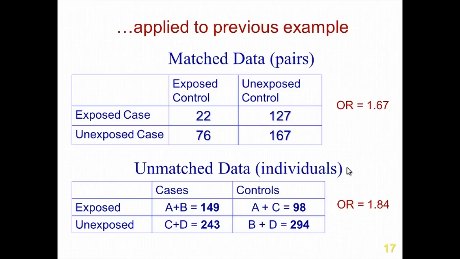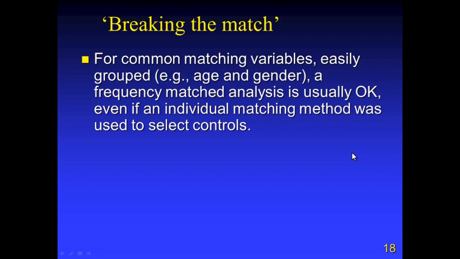Now, that really involves effectively breaking the match. And in some instances you can break the match in situations where you have fairly common matching variables, even if an individually matched method was used to select controls, as would be the case, for example, when we use incidence density sampling to achieve a control group. So that's using an individually matched method to achieve a frequency matched method.